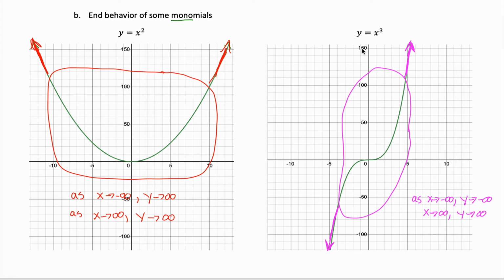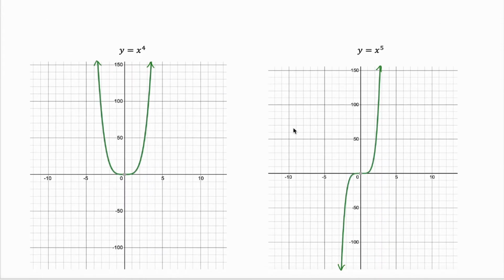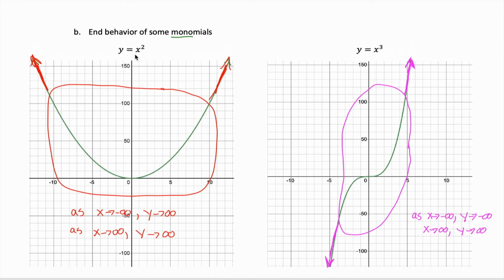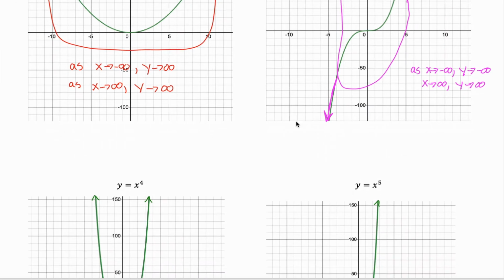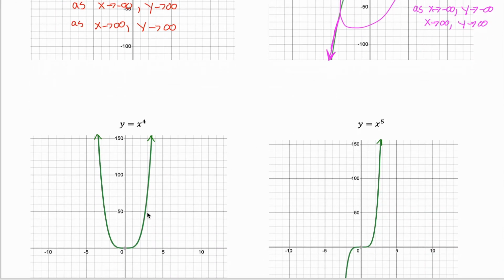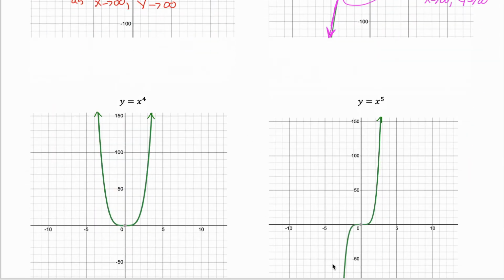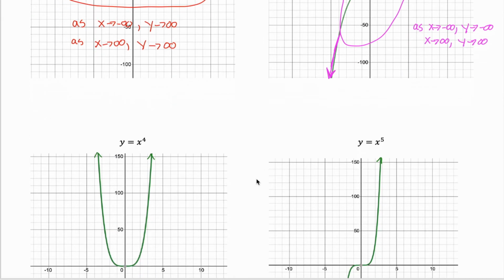That's x squared and x cubed, but those aren't the only two that we need to understand. We'd also like to understand the end behavior of x to the 4th power and x to the 5th power. But the good news is x to the 4th power looks a lot like x to the 2nd power, and x to the 5th power looks a lot like x to the 3rd power. They have slightly different shapes. This one is kind of a steeper U than the U you see here, and this is sort of a steeper S curve than the one you see here. But as far as end behavior goes, it's identical.